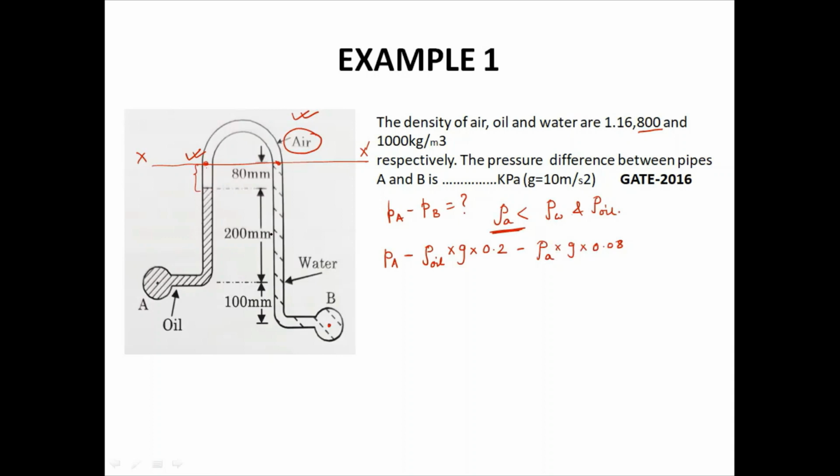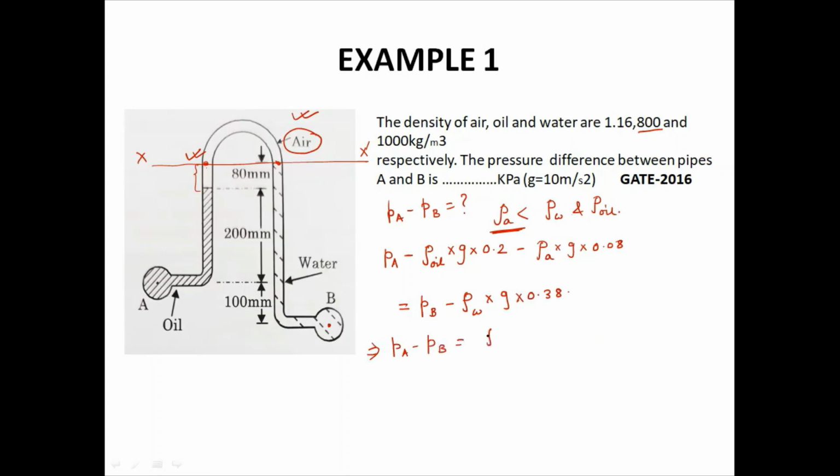On the other hand, you see here, PB minus rho water into g. In this side water is there. In total the water height is 100 plus 200 plus 80, that is 0.38. Density is given for all. So PA minus PB.